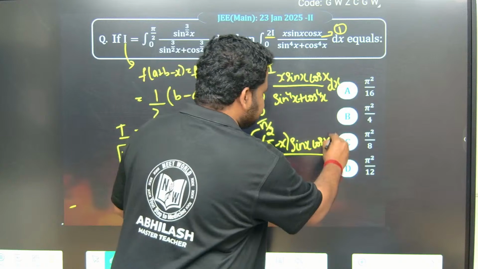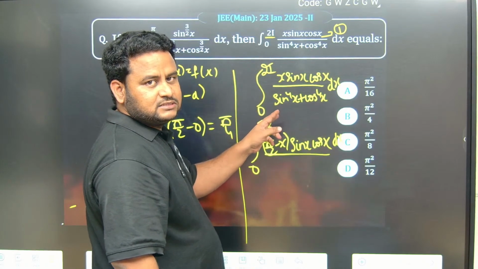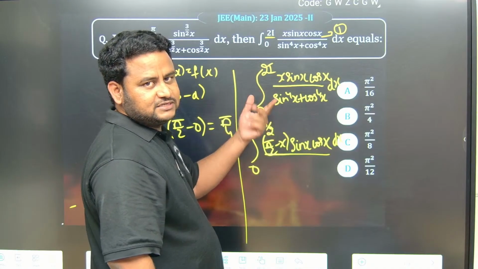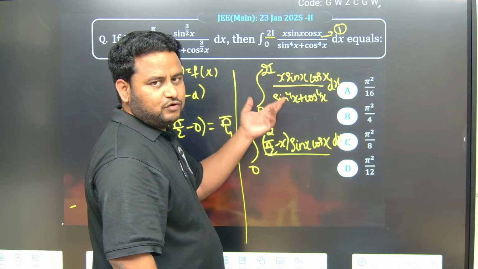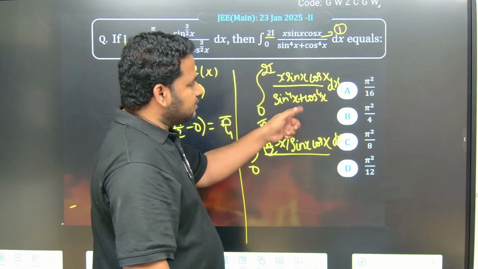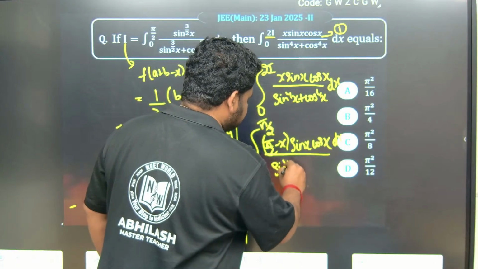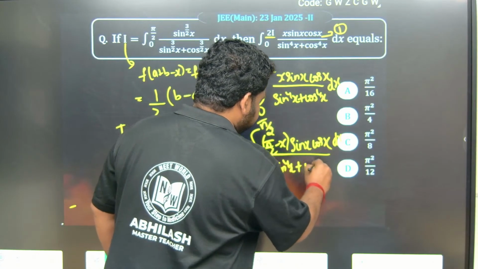We will get the same integral, dx divided by sin power 4x, that is sin of pi by 2 minus x. Sin power 4 of pi by 2 minus x is cos to the power of 4x, and cos of pi by 2 minus x is sin x. So the same thing I will get: this will be equal to sin power 4x plus cos power 4x.